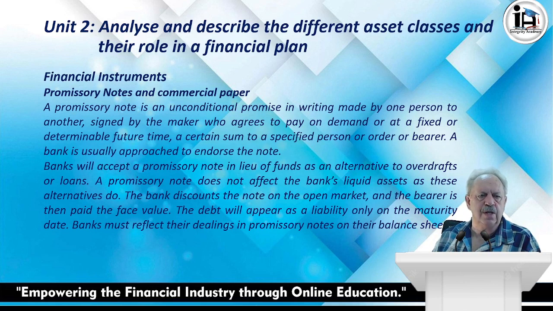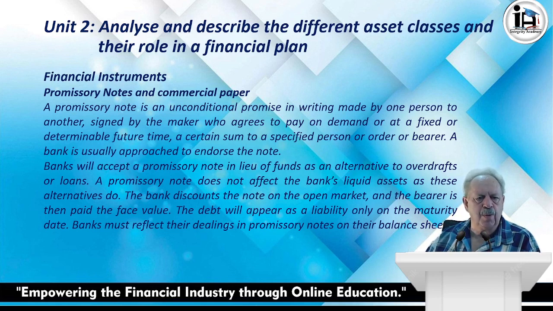Right, let's have a look at promissory notes and commercial papers. A promissory note is an unconditional promise in writing made by one person to another, signed by the maker, who agrees to pay on demand or at a fixed or determinable future time a certain sum to a specific person or order or bearer. A bank is usually approached to endorse the note.